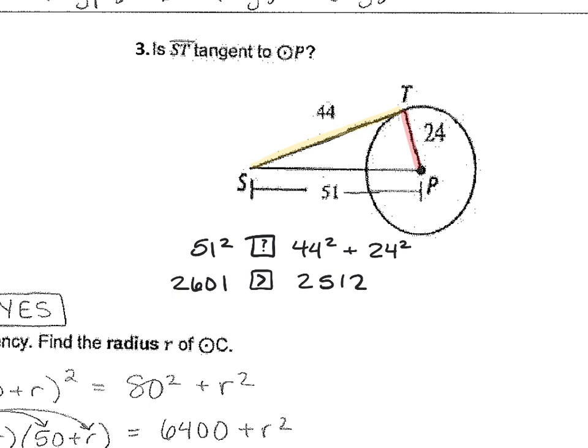No. The 2,601 is bigger, so that means that no, this is not a tangent line. We cannot put that little right angle thing here because it's not actually a right triangle. It would be an obtuse triangle, FYI. So they have to equal the same thing, right? Correct. If they equal the same thing, you say yes because it makes a right triangle, which means that it's tangent. Yes.